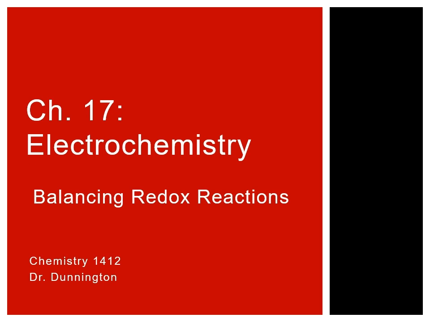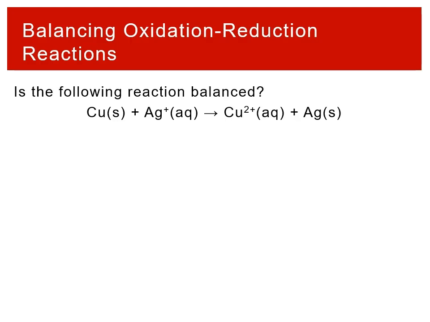Now I want to talk about the idea of balancing redox reactions, which ends up being a little more complicated than balancing reactions that we've learned about previously. So if we look at the reaction copper solid plus silver 1+ aqueous reacts to become copper 2+ aqueous and silver solid. So copper metal reacting with silver ions to make copper ions and silver metal.